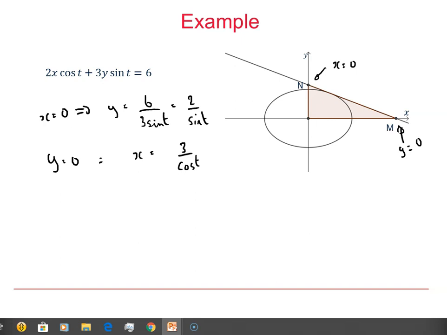So the coordinates on the axes: M, on the x-axis, is at 3 over cos t, so that's (3 sec t, 0), and N is on the y-axis, so it's (0, 2 over sin t), so that's 2 cosec t.